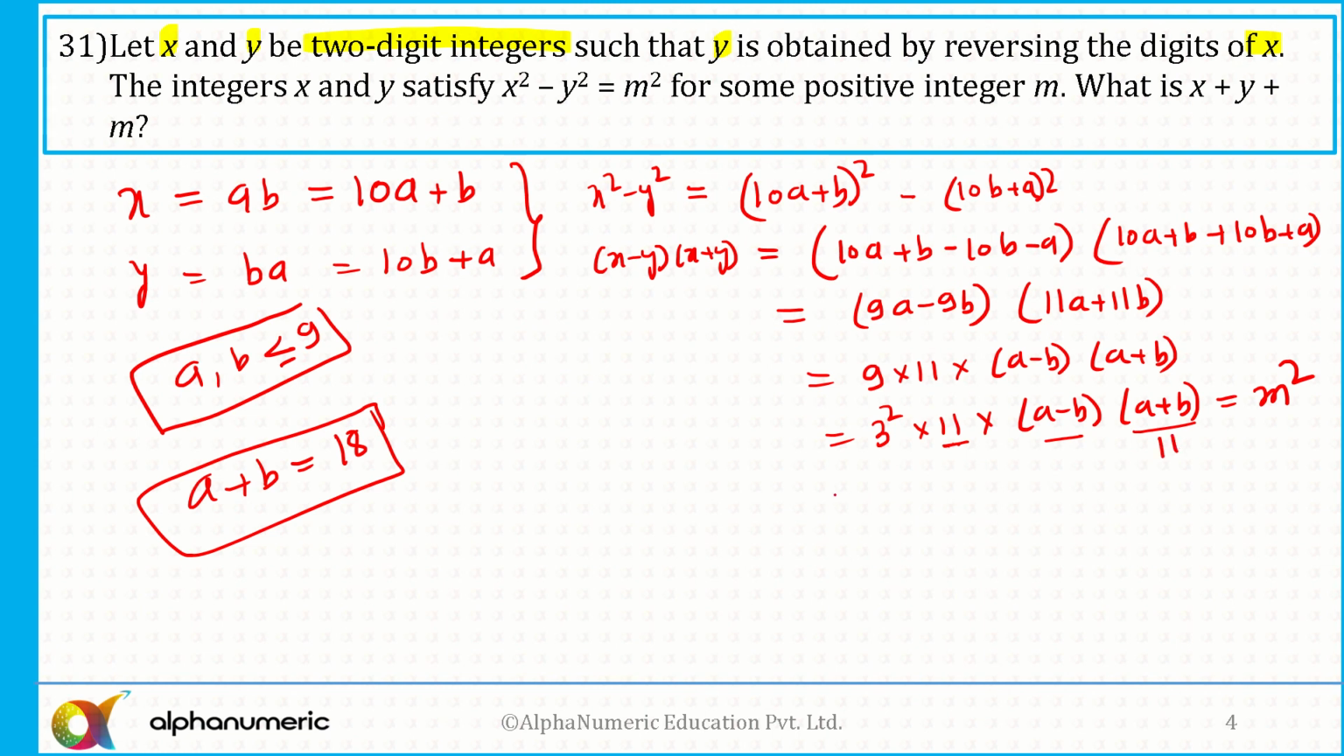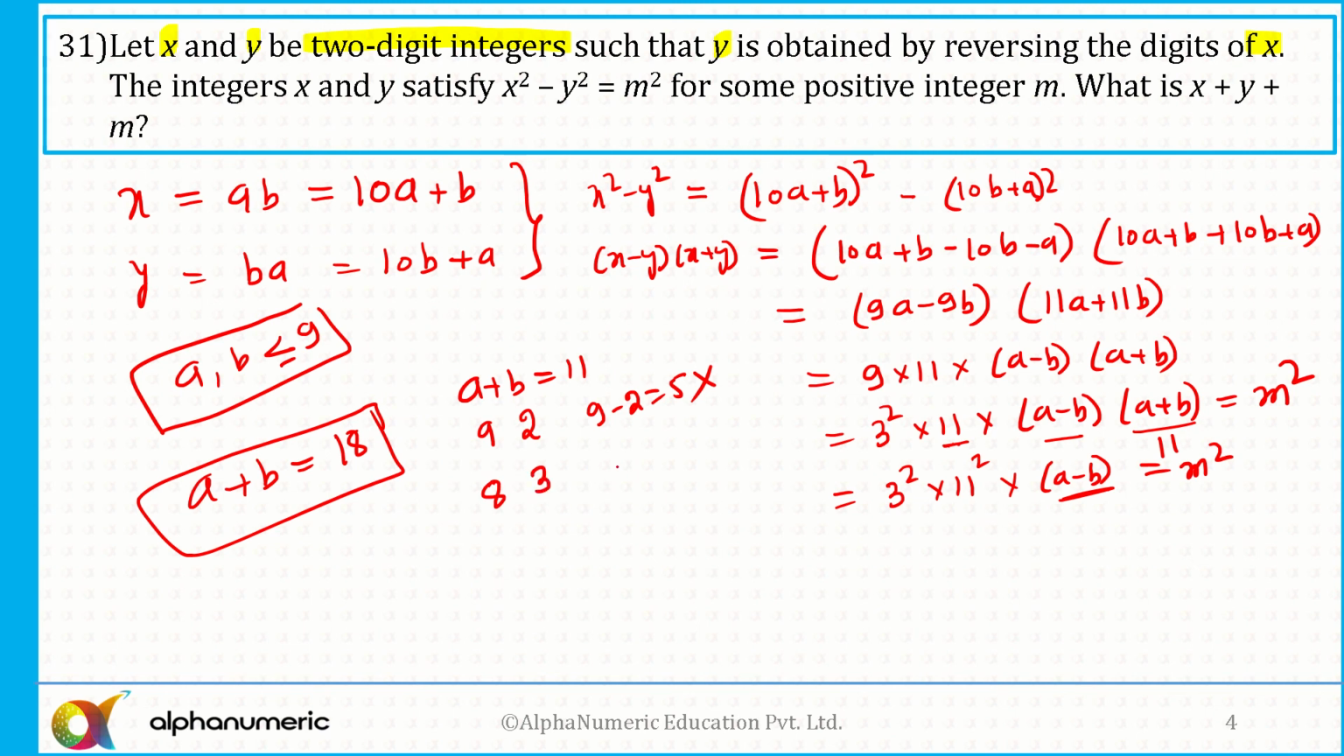So if a plus b is equal to 11, this is 3 square into 11 square into (a minus b), which is equal to m square. Now a minus b also has to be a perfect square. So let's see the possible values. a equal to 9 and b equal to 2, but 9 minus 2 is 7, which is not a square. Then a equal to 8, b equal to 3: 8 minus 3 is 5, which is not a square.